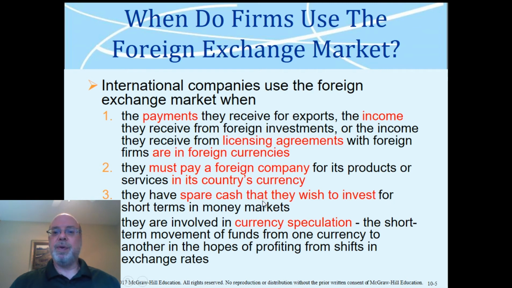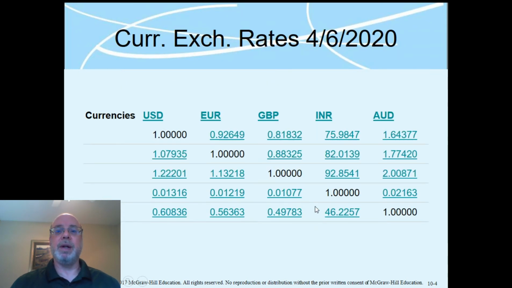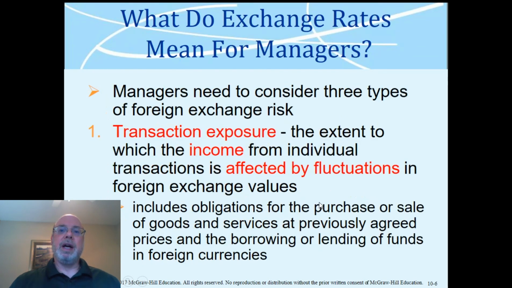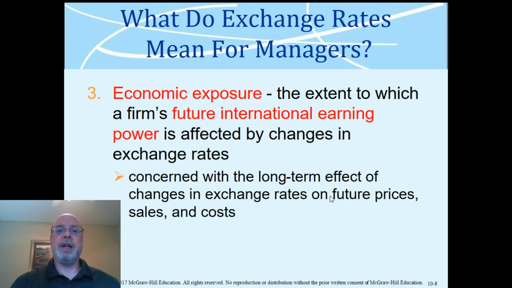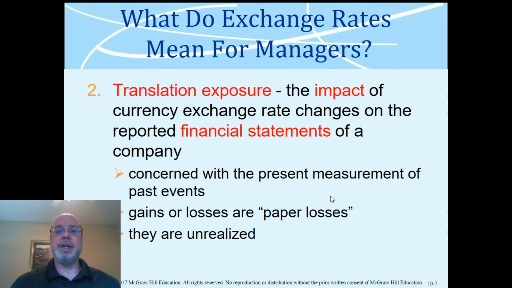The other ones are if we're actually playing in the markets. Not many businesses are engaged in currency speculation, but some people are, and of course some businesses might be as well. All right. So the reason that we do this is because there's 3 types of foreign exchange risk. This is covered very well in your textbook in chapter 10. But pay attention to these 3 things: transaction exposure, translation exposure, and economic exposure. Make sure you understand those.